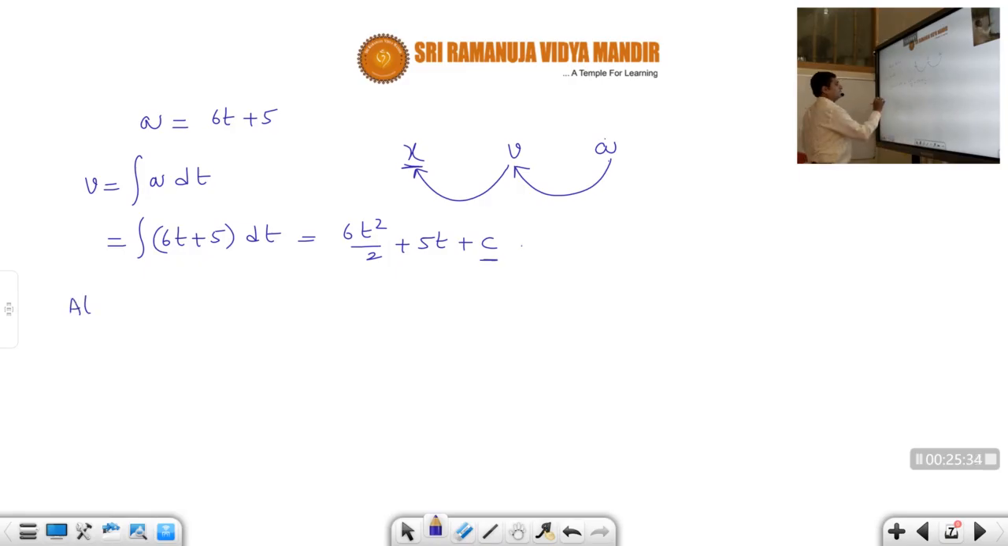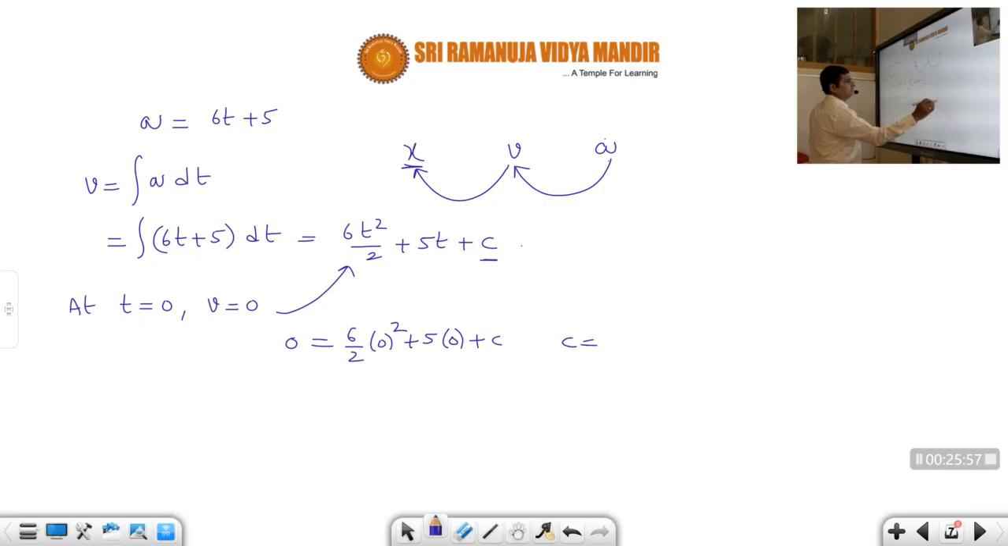So for that, at time t equal to 0, x is equal to 0, or velocity is equal to 0, because it starts means velocity is 0, no, students. Whenever an object is starting, its velocity is 0. So substitute these initial conditions here. So v equal to 0 is equal to 6 by 2 times 0 square plus 5 into 0 plus c. So that means c is equal to 0. So therefore the equation for v is equal to 6t square by 2 plus 5t. Okay. Now from this we can calculate acceleration.